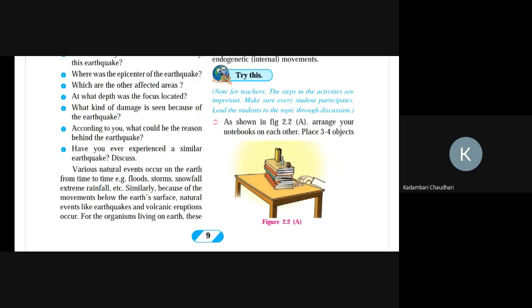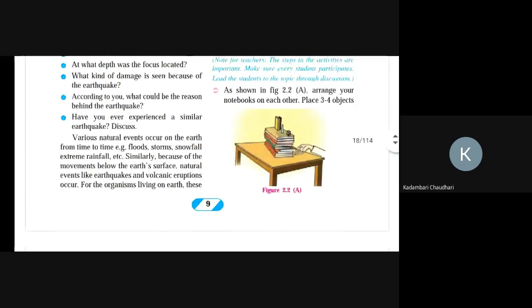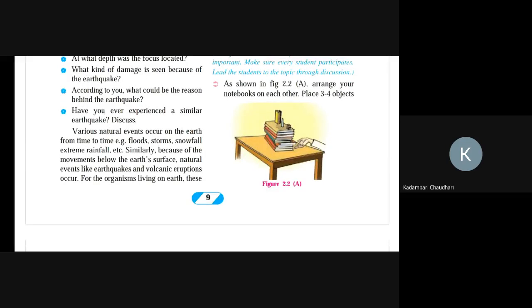So basically in India, snowfall only occurs in the Himalayan region. Extreme rainfall can be at any place in India. Similarly, because of the movements below the Earth's surface, natural events like earthquakes and volcanic eruptions occur. So basically, earthquake is also a natural phenomenon or natural event, and volcanic eruptions also, because these are taking place because of the movements below Earth's surface.